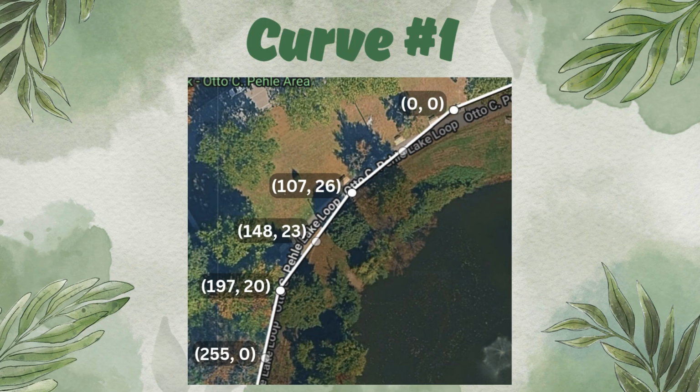So here is a picture of the first curve, and it is about 255 feet wide. And so I denoted the points (0, 0) and (255, 0), and then decided to use 3 other points in between for the quadratic regression.